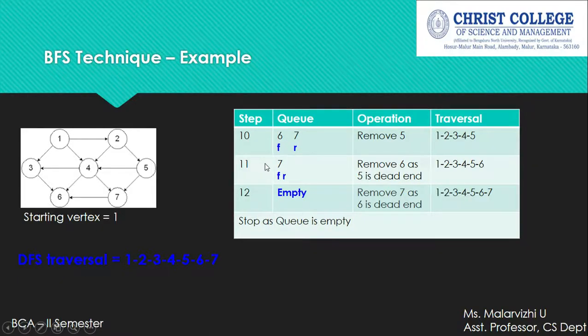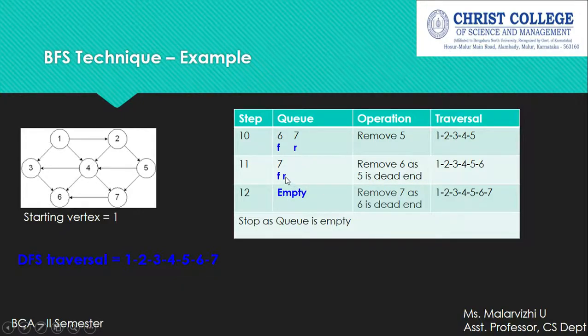In the next step, again, we are going to remove the vertex from the queue. So 6 is there in the front, so it is removed and it is added to the traversal. Now we have to find out which are all the adjacent vertices of 6. For 6, there is no adjacent unvisited vertex at all. Remember, 6 is actually adjacent to 4, 7 and 3, but there is no unvisited vertex adjacent to 6. So that's the reason we are removing from the queue again.